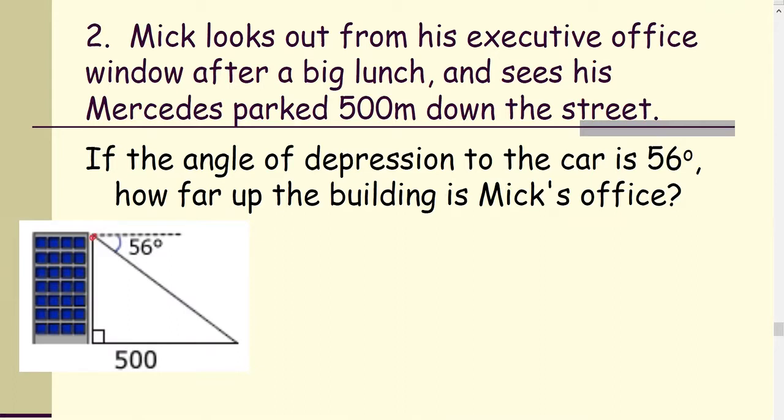From the top of the building, look down. That is an angle of depression. As you see, the angle is outside of the triangle. So the other angle within the triangle would be 90 degrees minus 56 degrees, or 34 degrees. The distance from the car to the building is 500.